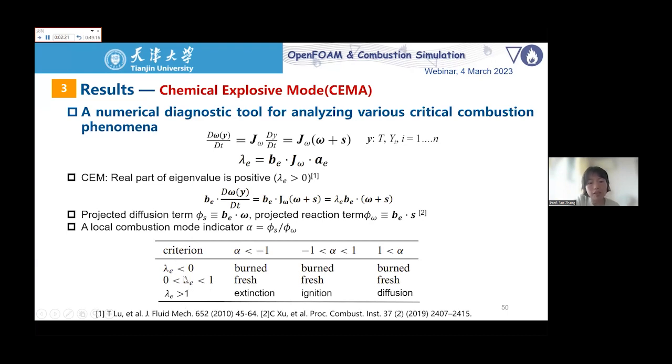So that means if lambda_e, the chemical explosive mode, is larger than zero, it is ignition. But if lambda_e is less than unity, which means a very weak ignition, we still call it a fresh mixture. If lambda_e is larger than unity, and alpha is the ratio of the diffusion term to the reaction term: if alpha is less than negative one, the mode is extinction. If it is between negative one and one, the mode is ignition. And if it is larger than one, it is diffusion, meaning the diffusion term is more important.